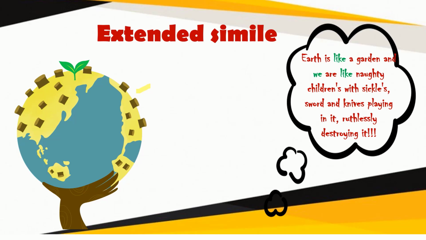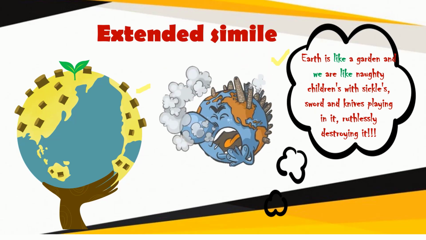Earth is like a garden, and we are like naughty children with sickles, swords, knives, playing in it ruthlessly and destroying it. This description actually talks about the harm brought to the earth by our activities. This is the picture of earth now. It is because of our activities, too much industrialization, pollution, etc.